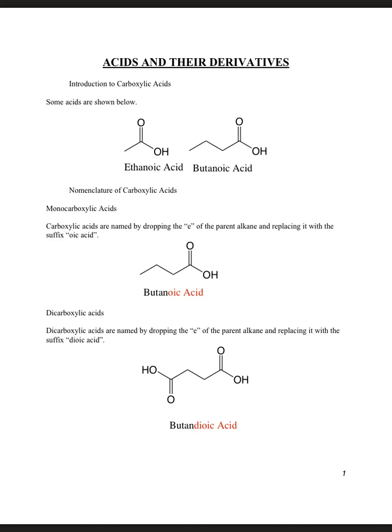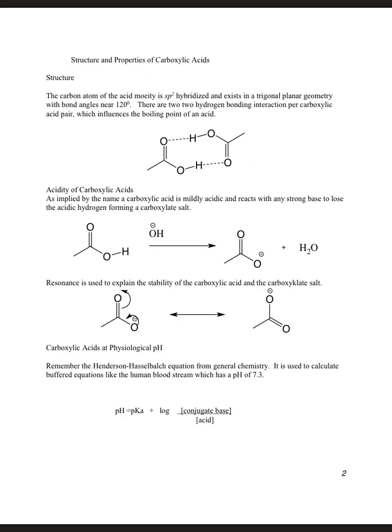We have ethanoic acid. It's a 2-carbon acid. We have butanoic acid. It has 4 carbons in the carboxylic acid. So we take the base name, drop the E, and add oic acid to name whatever we have. If we have 2 acids in it, it would be a diacid, so we have to put that prefix in for the oic acid.